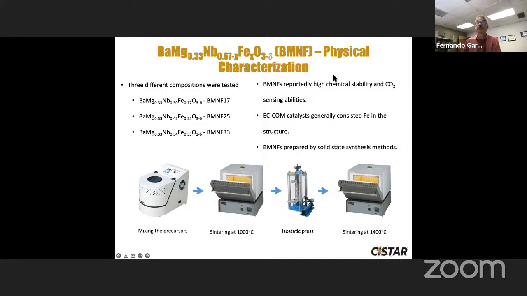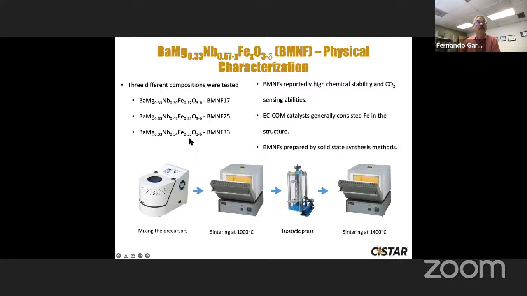These were used previously by Professor Thangadurai's group in Canada for CO2 sensors in high temperature environments. And they reported very high chemical stability. So we said, well, let's have a look at these as catalysts. We prepared these with different iron doping ratios within the material.